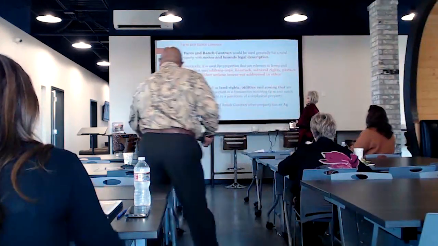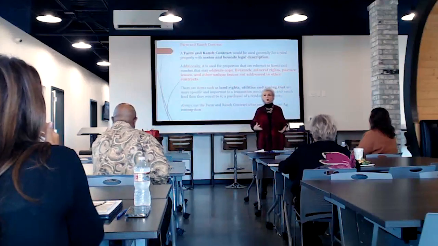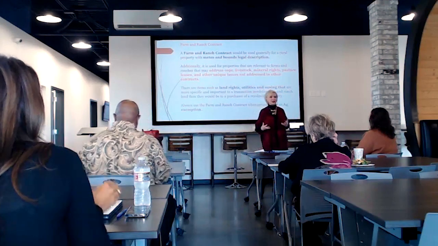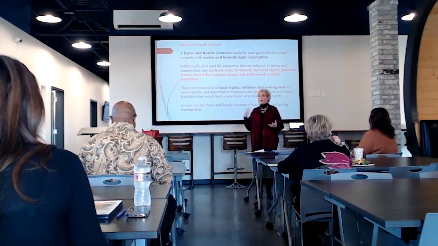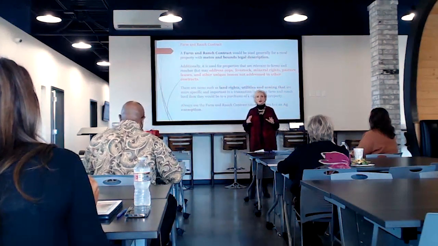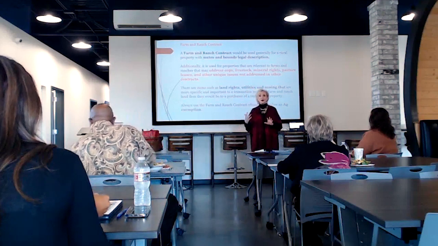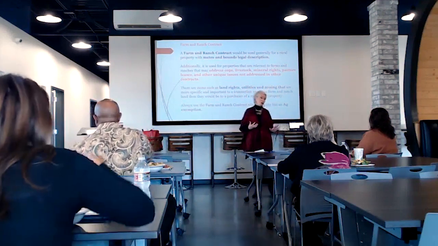Okay, farm and ranch contract. A farm and ranch contract would be used generally for a rural property with metes and bounds and a legal description. Now I know there's no rule or law that says 1 to 4 or farm and ranch. But what you really need to consider is if you're dealing with farm and ranch, the things that are on that contract are not on the 1 to 4.